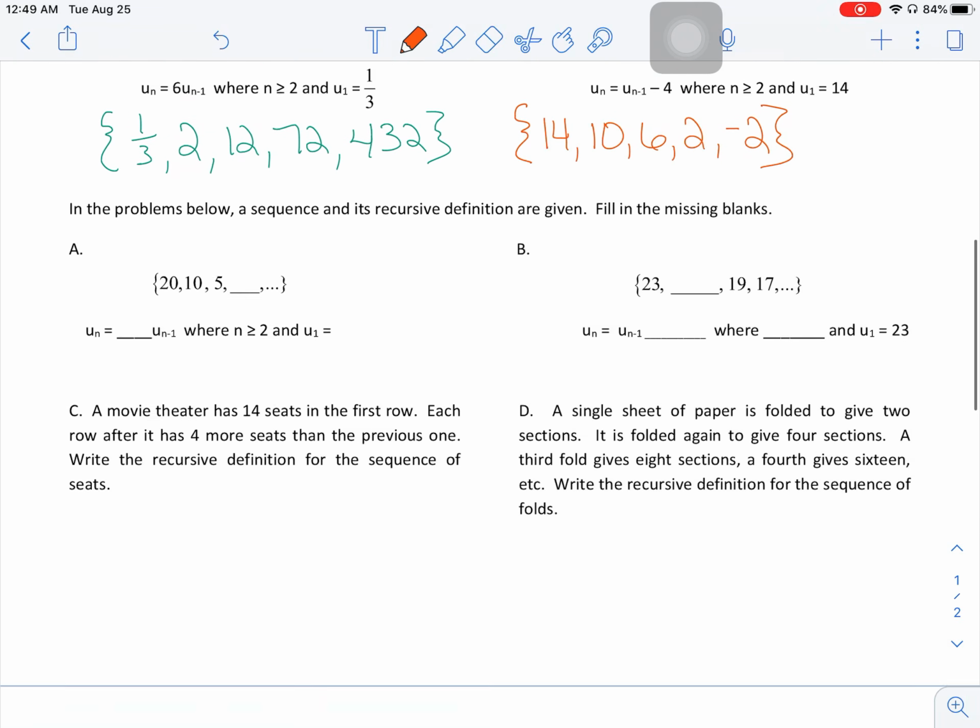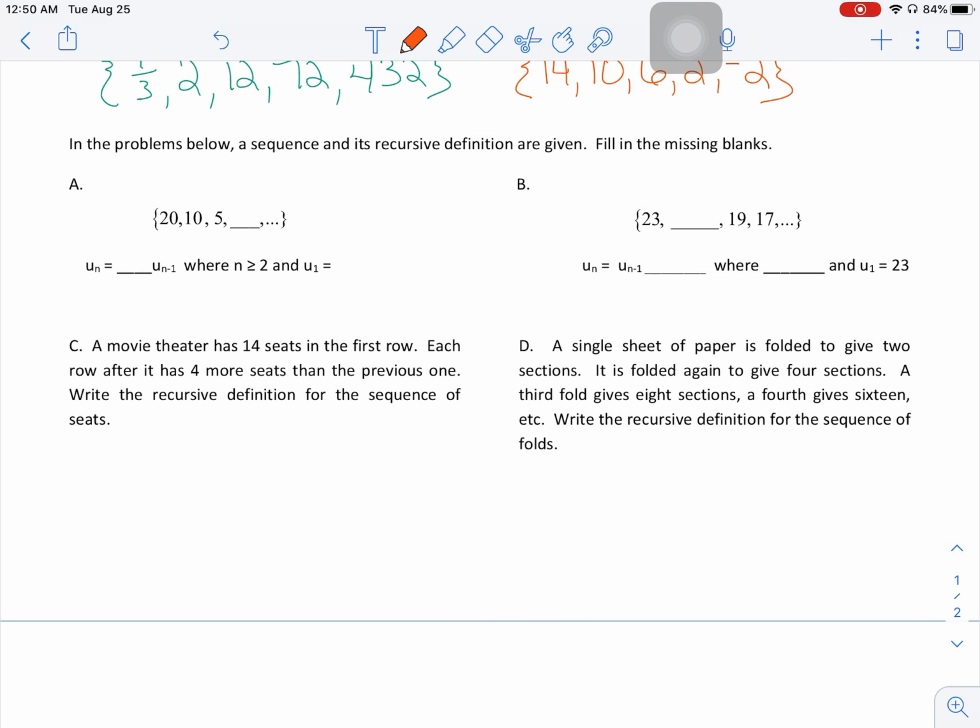So a couple of quick problems. We've got 4 little problems here to end. In the problem below, a sequence and a recursive definition are given. Fill in the blanks. So we've got a sequence here. It goes 20, 10, 5. To get from 20 to 10, you can either chop it in half or subtract 10. But then to get from 10 to 5, you can't subtract 10. You can only chop it in half. So this is going to be multiplied by 1/2 each time. And if that's the case, then 5 times 1/2 would be 5/2.